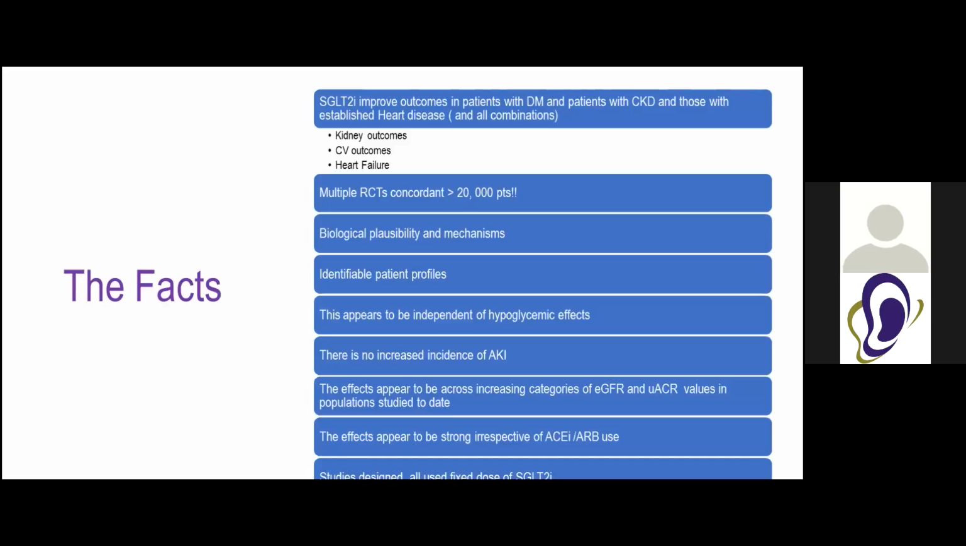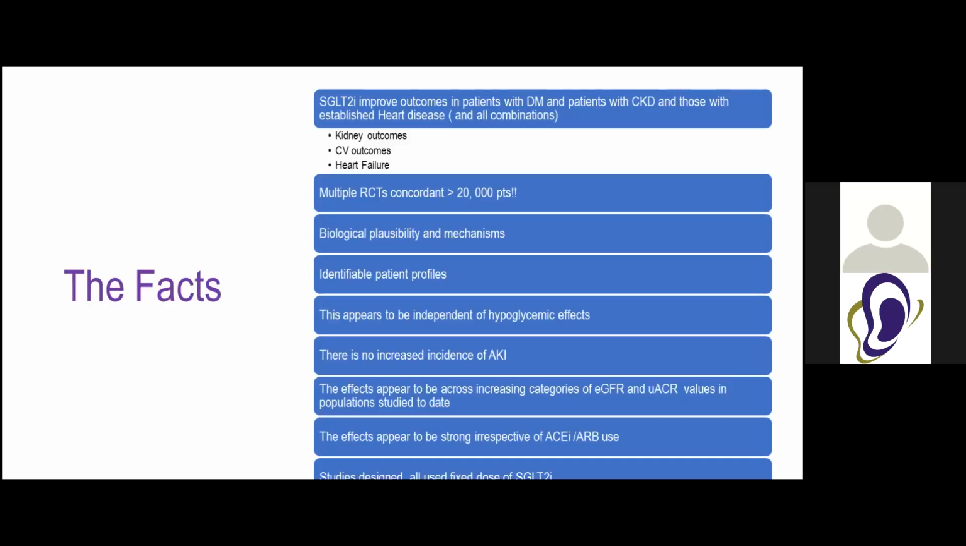There doesn't seem to be an impact on glycemic control at lower levels of GFR, and all of the effects are independent of the lowering of blood sugar. There is no increase in incidence of acute kidney injury, and the effects seem to be across any category of GFR and urine ACR in all the population studied to date. They're irrespective of the use of ACEs and ARBs, and I think that's important. And whilst that is one of the cornerstones of therapy, not everyone can be on it or tolerate it.